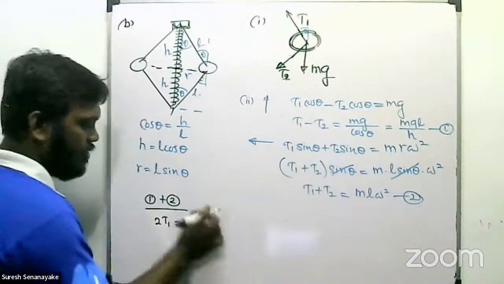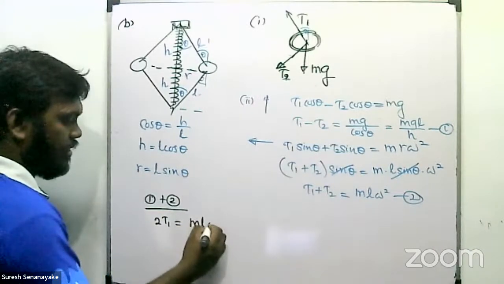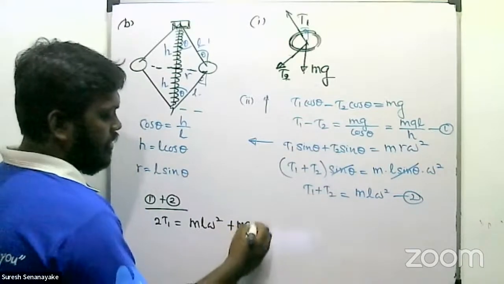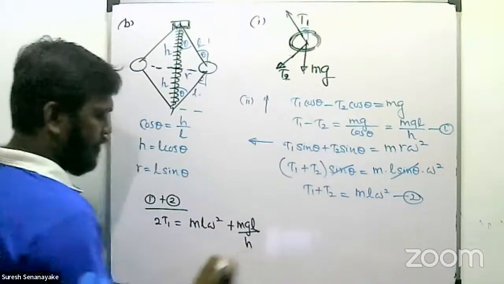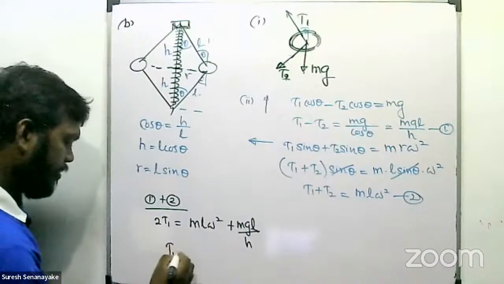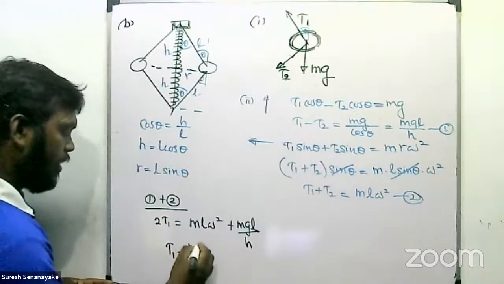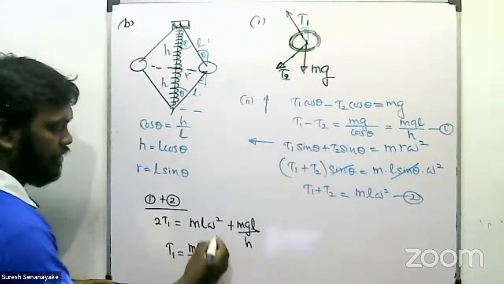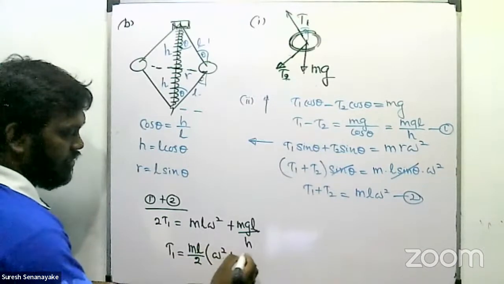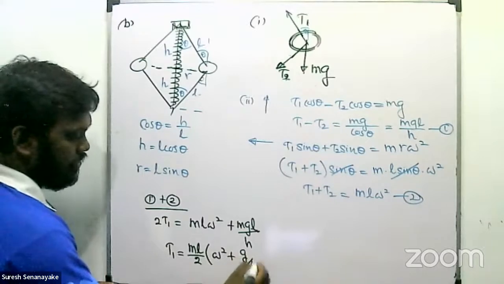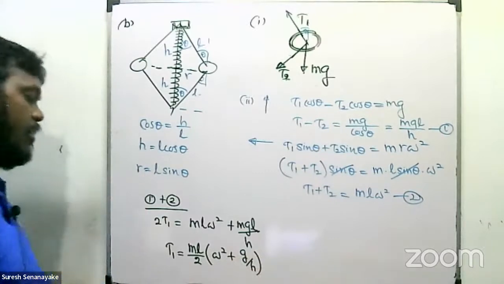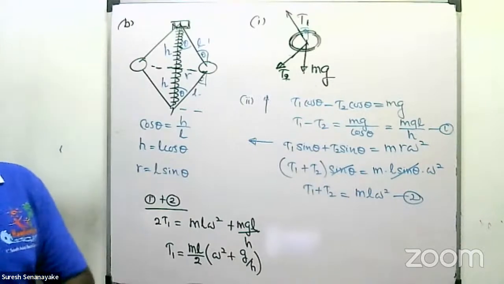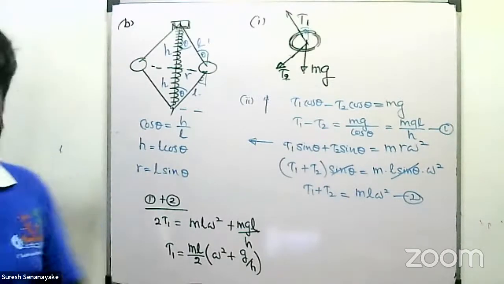plus m L omega square, the second one, plus mg L over H. And then T1 equals, take this m L and this 2, also divide this side by 2. And in here it's omega square plus here is g over H. So this is the tension in the upper arm. So that's the given expression that will come, right?